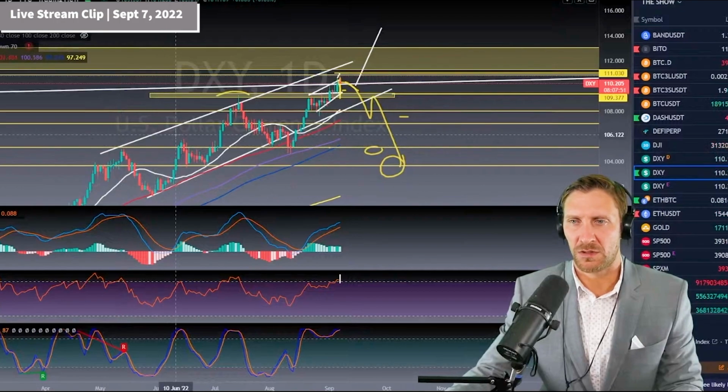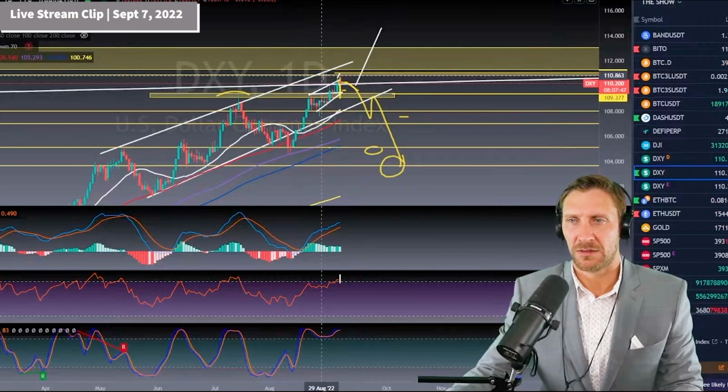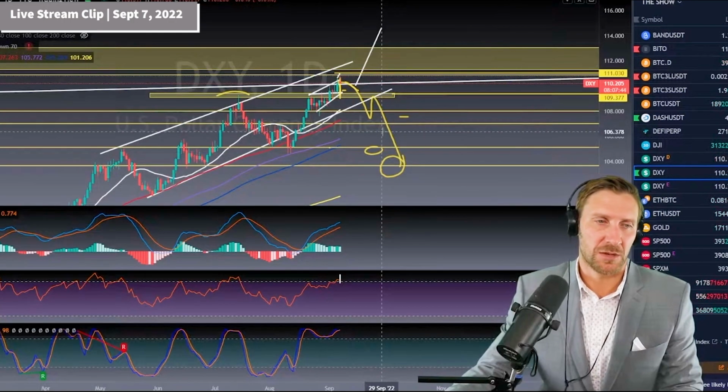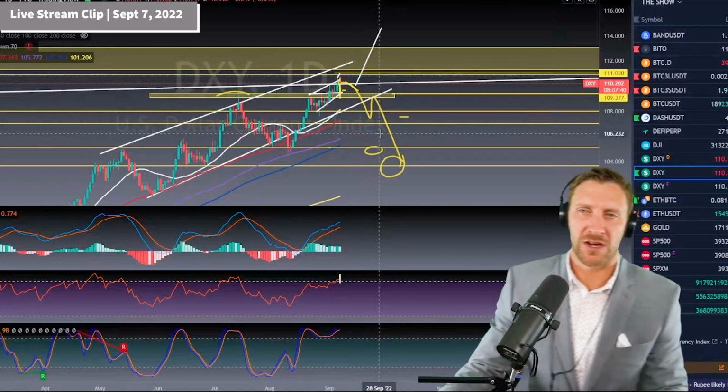You have a high, low, higher high, higher low, higher high, higher low, higher high. Puts in a higher low. It's in an uptrend, and that's not a good sign for BTC. So we don't want to see the dollar index put in a trend.